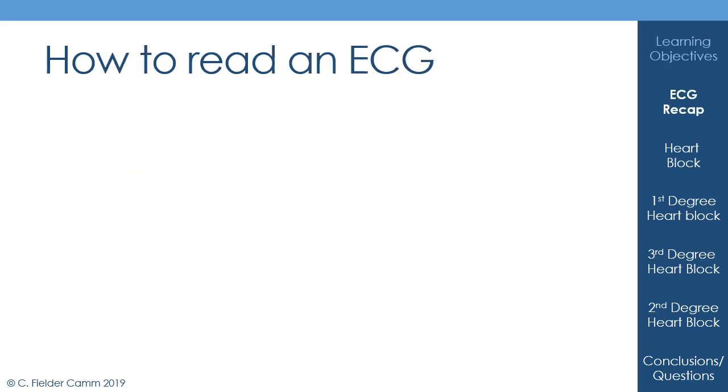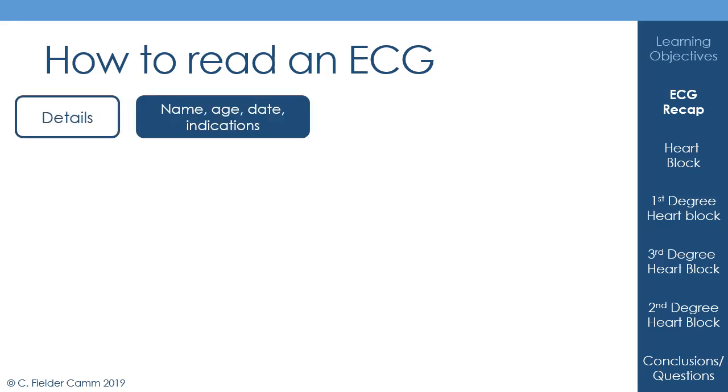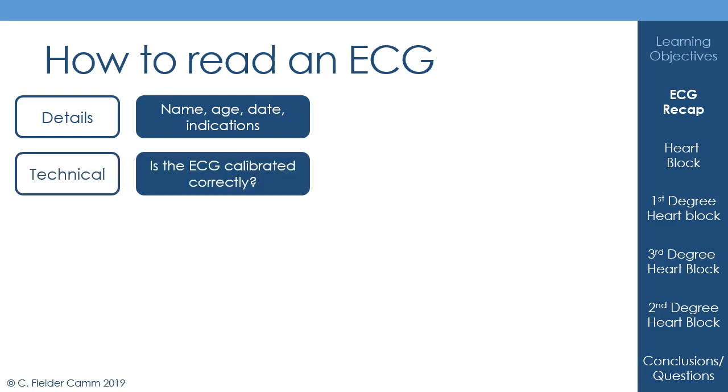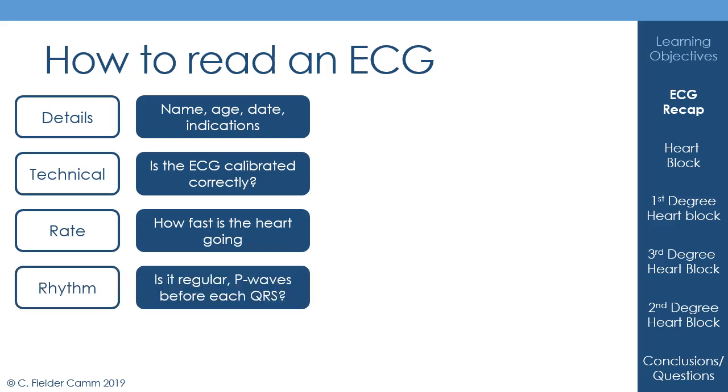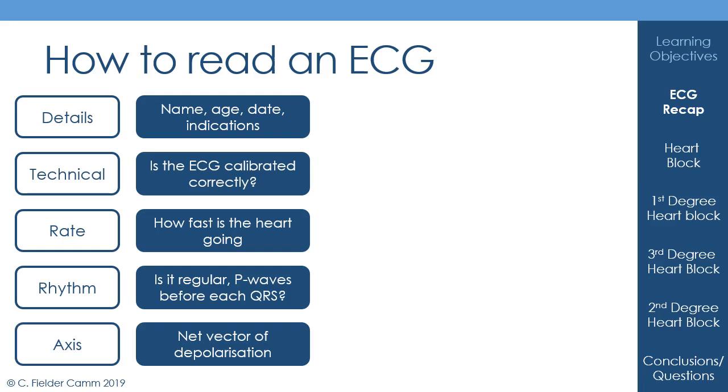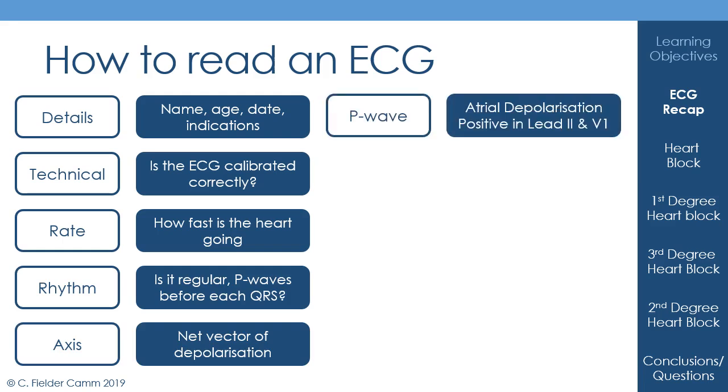So as with the other lectures, I'm going to start by just recapping how to read an ECG. This is a quick walkthrough, and if you need more detail than that, I would strongly recommend going back to lecture 1. So we start with the details available about the patient and why they've had the ECG done. A quick look to see whether the ECG is calibrated correctly, how fast is the heart going, what rhythm is it in, what the overall cardiac axis is, and then going through each of the waves and segments.